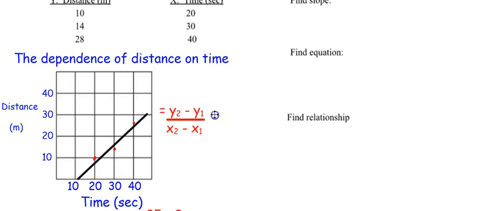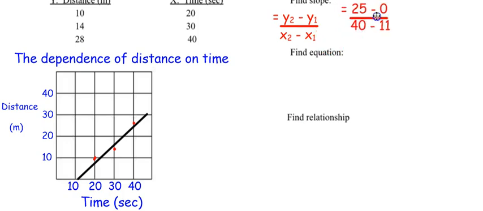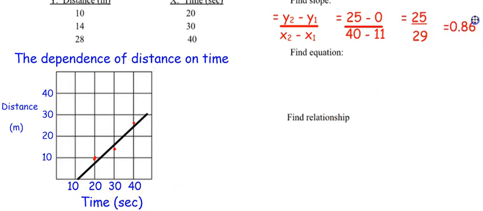All right, welcome back. How'd you do? Well, I put y2 minus y1, and I picked the points. It looks like this is 25 and 40. So here's my y2 is 25, my x2 is 40, so y1, x1. And then I went down here. So it looks like my y1 is 0 and my x1 is 11. Okay, so if you do the math, I got 25 over 29, and if you then do your division, I got about 0.86.